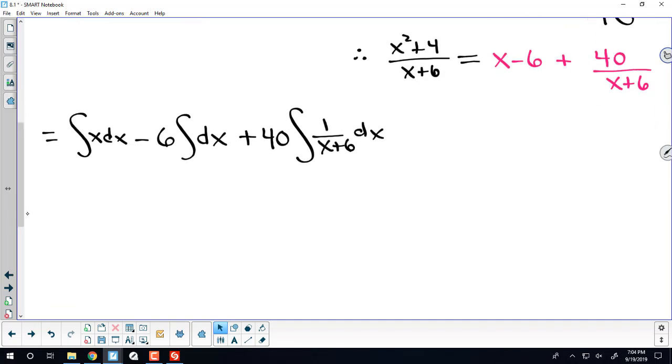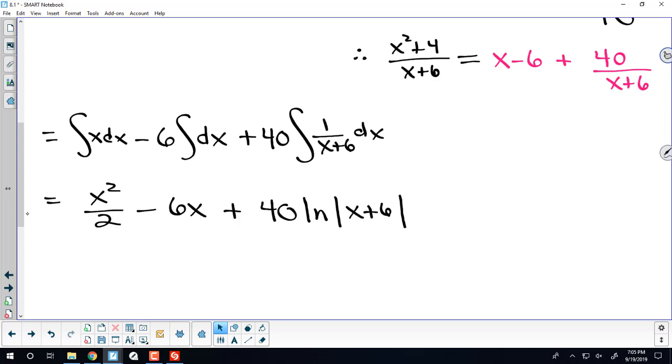So the first term, antiderivative, x squared over 2 minus 6x. Here's our 40. And this 1 over x plus 6 is in log form, natural log absolute value of x plus 6. And that's it. That's our antiderivative.